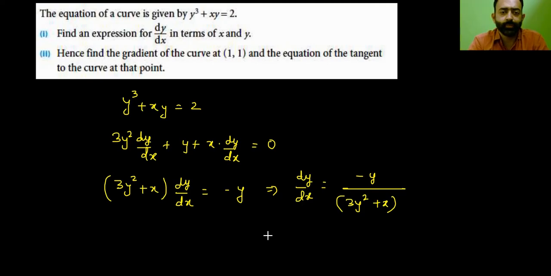Okay, this is the gradient function. Now the second part says hence, this is your first part. Hence means using this, the value of dy over dx, or the answer of part 1, you have to find the gradient of the curve at 1 comma 1.